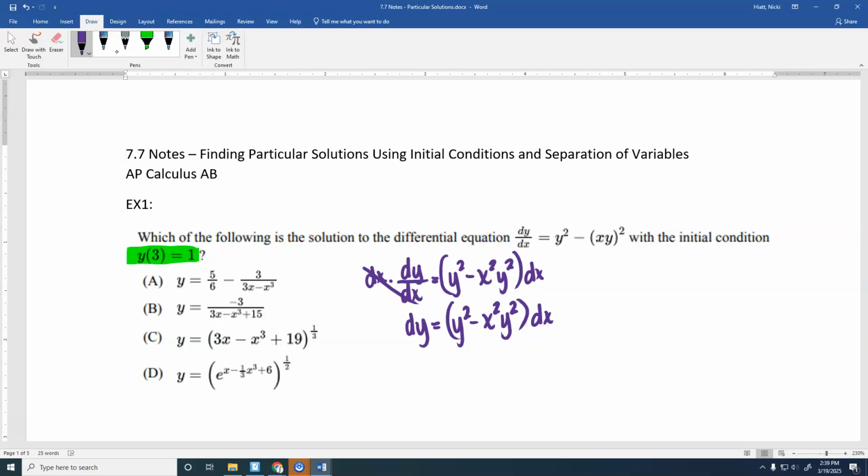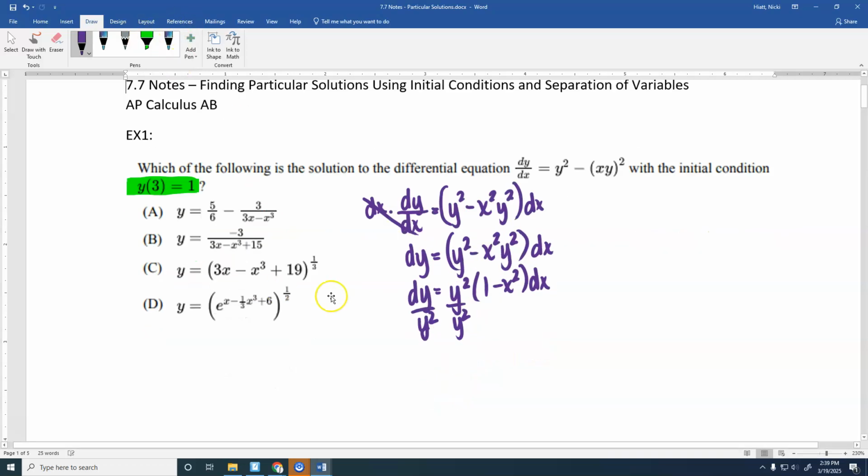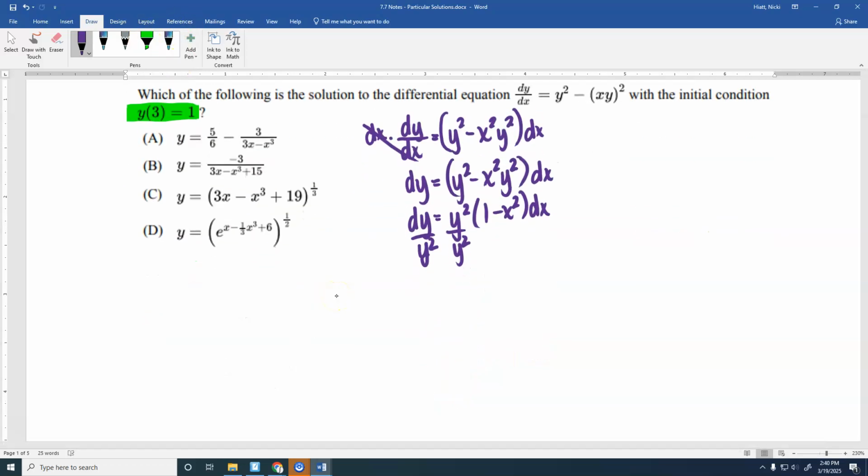What do you think? That's exactly what we need to do. So we're going to have y squared times 1 minus x squared dx. And now, what can I do with that y squared, Lexi? Divide by y squared. And so I've got, I'm going to write that as y to the negative 2 dy. It will be easier to integrate that way. And over here, I've got 1 minus x squared dx.